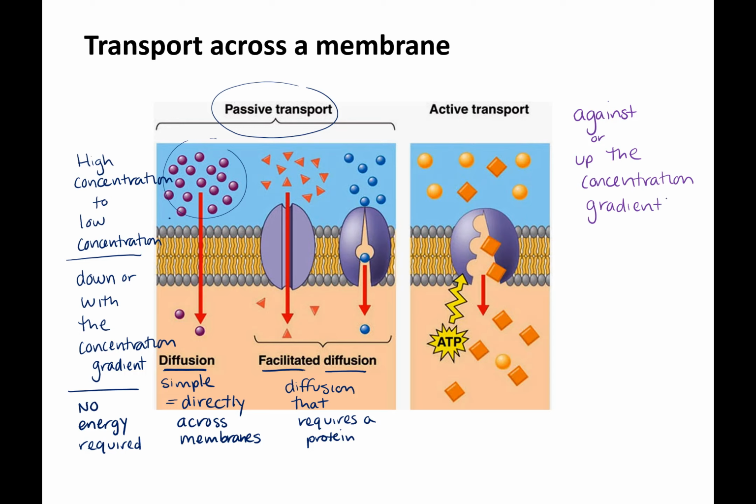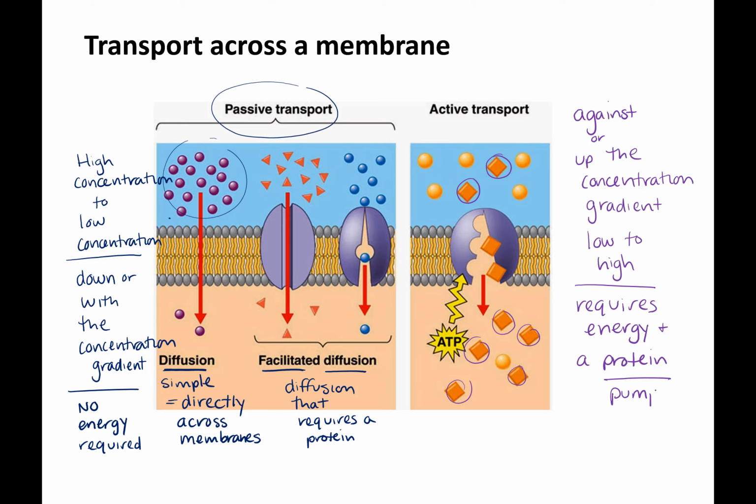Which means it's going from low to high. So just look at the orange here. There's 1, 2, there's 1, 2, 3, 4, 5, right? So it's going from low to high. And the key here is this requires energy. It's harder to do, and it requires a protein. So active transport always requires a protein. We call that protein a pump. So if you see that word, or if you see it's talking about requiring ATP, you know it's active transport.